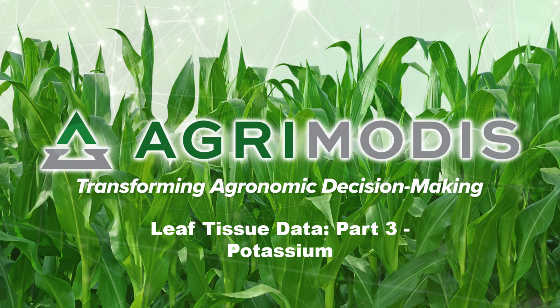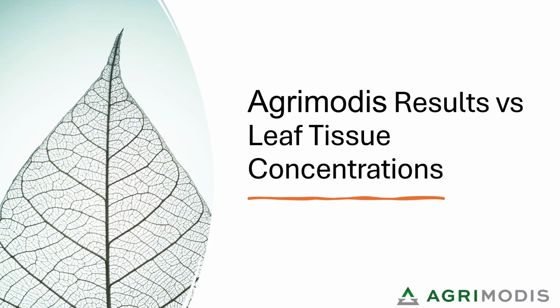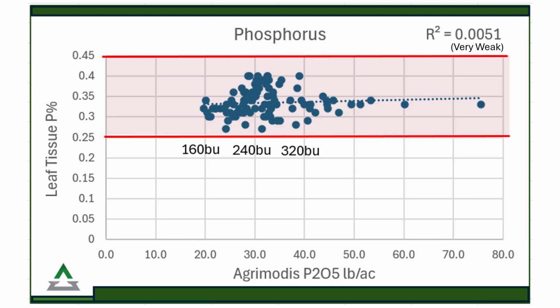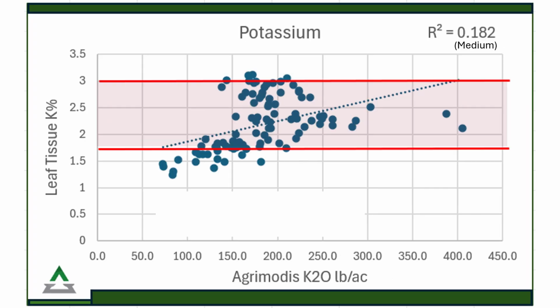Hi, welcome to the third video in our leaf tissue data series. Today we are going to be looking at potassium, and just like we did in the previous nitrogen and phosphate videos, we're going to be looking at leaf tissue versus whole plant data, and we will be getting into some of what you can do with the data, especially to get into the year-end report.